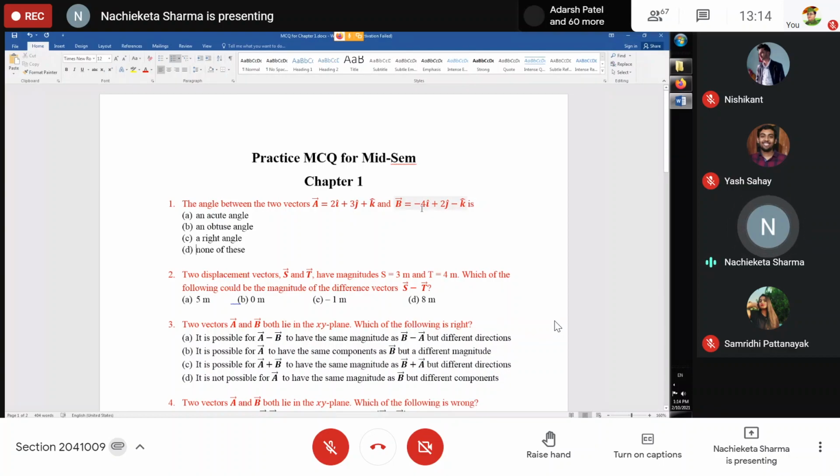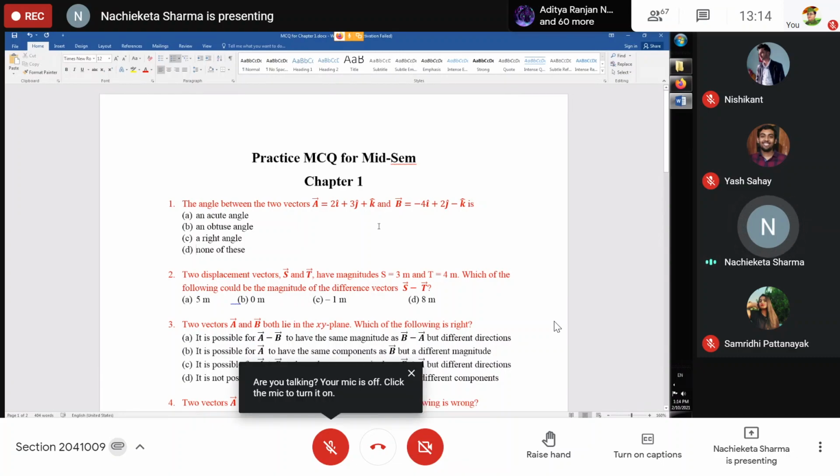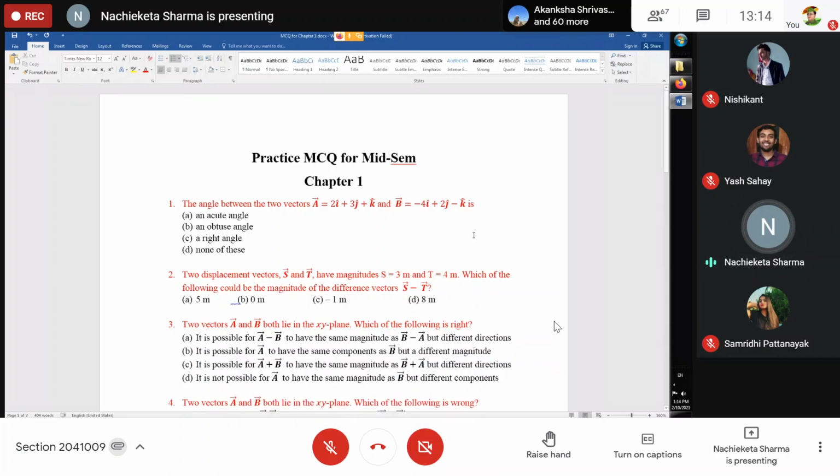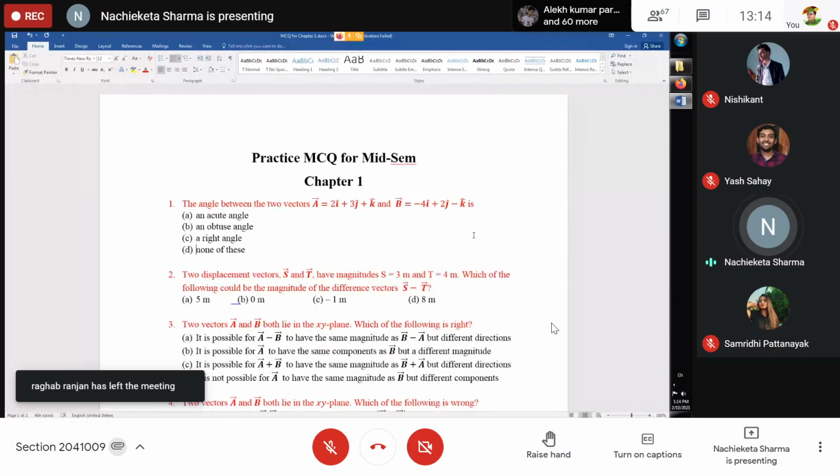So if I find out the dot product, 2 into minus 4, ax bx will be minus 8, then ay by, 3 into 2 is 6, so minus 8 plus 6 is minus 2, then 1 into minus 1 is minus 1, so minus 2 plus minus 1 is minus 3. Because the dot product is negative, the angle between the two vectors is greater than 90 degree, or it's an obtuse angle.